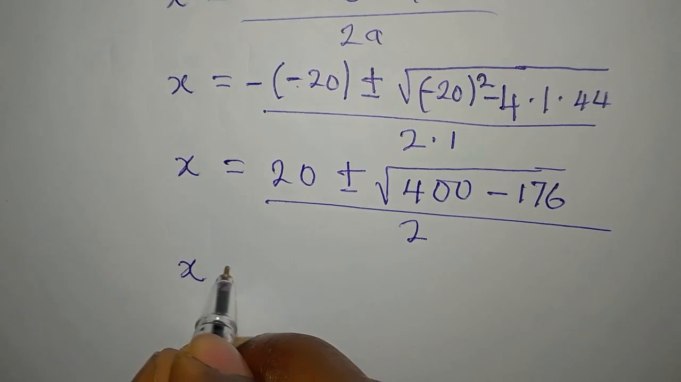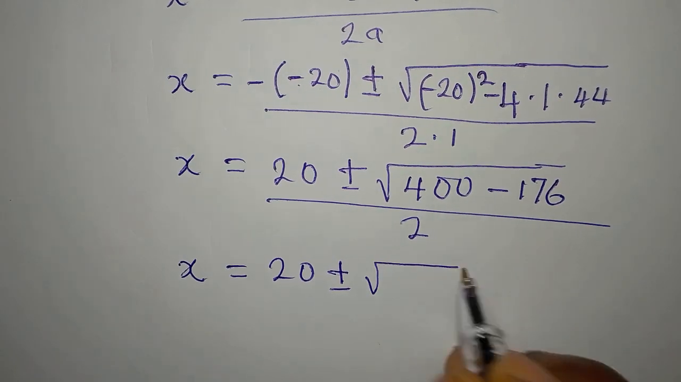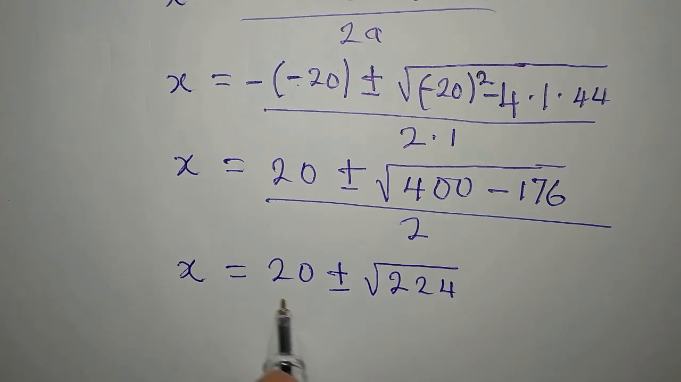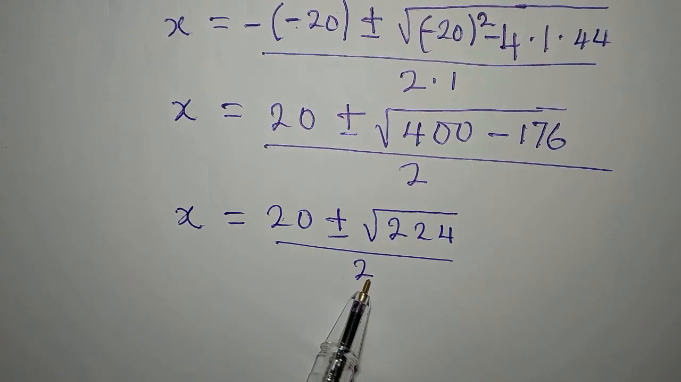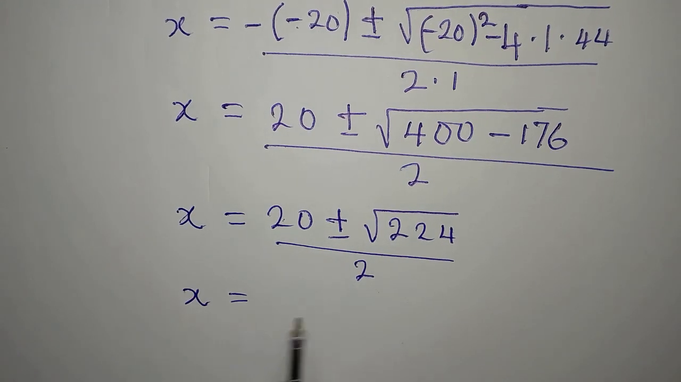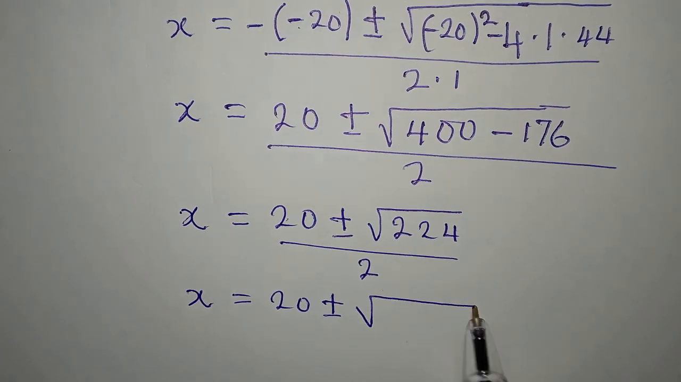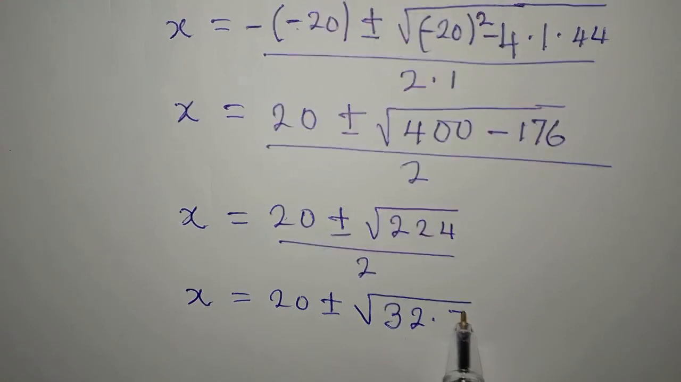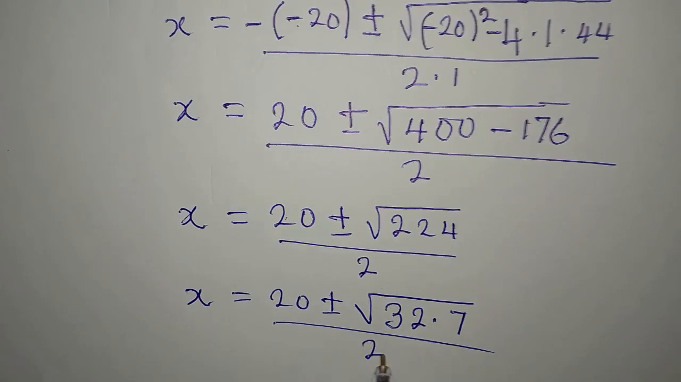Okay, so x is equal to 20 plus or minus. If we subtract this, we'll have 224. Then we divide by 2. Now, do not divide by 2 yet, because this also has to do with the 2. Now, x is equal to 20 plus or minus. Now, this 224 is the same thing as 32 multiplied by 7, right? And this is over 2.